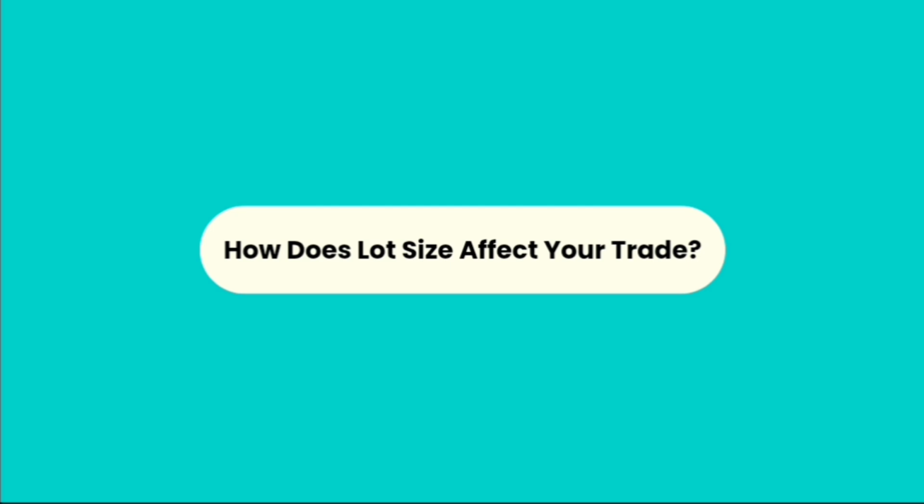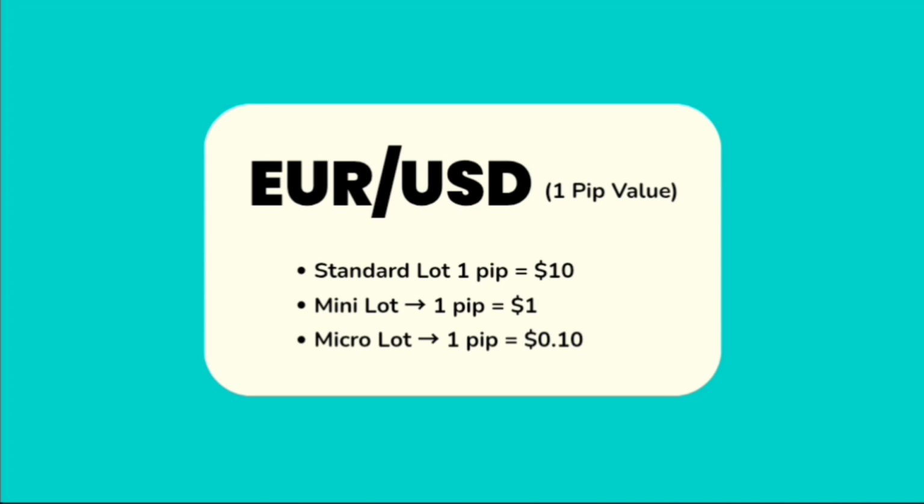How does lot size affect your trade? Your lot size controls your pip value, which means how much each price movement is going to be worth. Example, EUR/USD, which is 1 pip per value. So if you're risking a standard lot, for every 1 pip movement, you're risking $10. If you're risking a mini lot, for every 1 pip movement, you're risking $1. If you're risking a micro lot, for every 1 pip movement, you're risking 0.10, which is 10 cents.